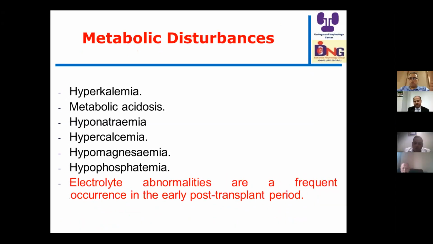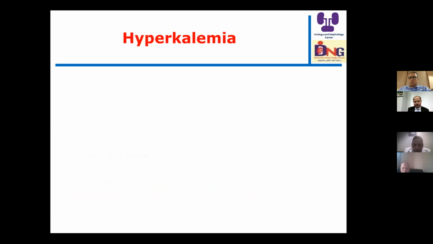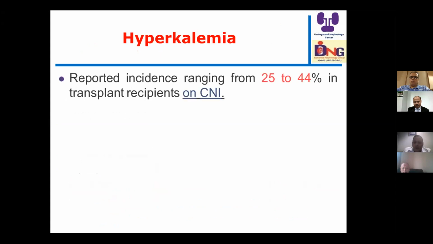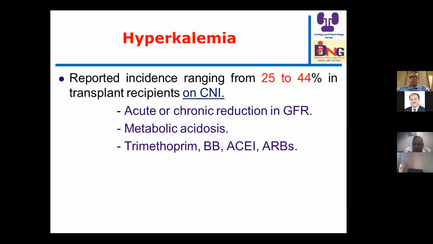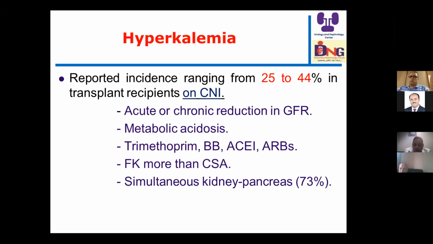Most of these metabolic abnormalities frequently occur in the early part post-transplantation, mainly in the first 3 months, but we can also face them after 3 months. The first of these is hyperkalemia. Hyperkalemia incidence is reported from 25 to 44%, especially in those maintained on CNI. The causes of hyperkalemia post-transplantation include acute or chronic reduction in the GFR, and also metabolic acidosis. Drugs like trimethoprim, which inhibits the epithelial sodium channel and also causes type 4 RTA, beta blockers, which inhibit renin release, and ACE inhibitors and ARBs. Comparing cyclosporin and FK, FK produces more hyperkalemia than cyclosporin, and in reports of simultaneous kidney and pancreas transplantation, the reported incidence may reach up to 73%.